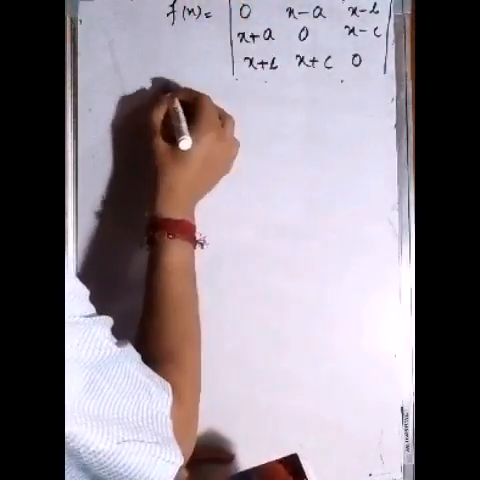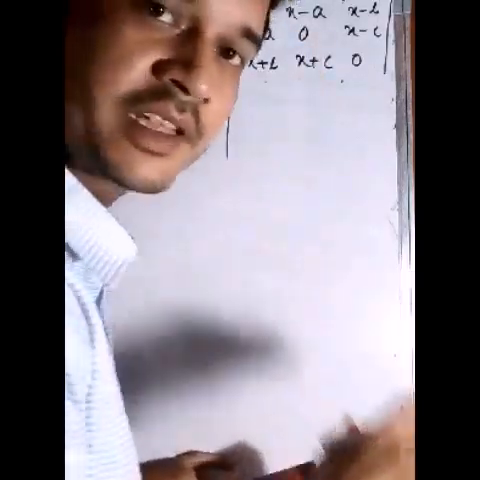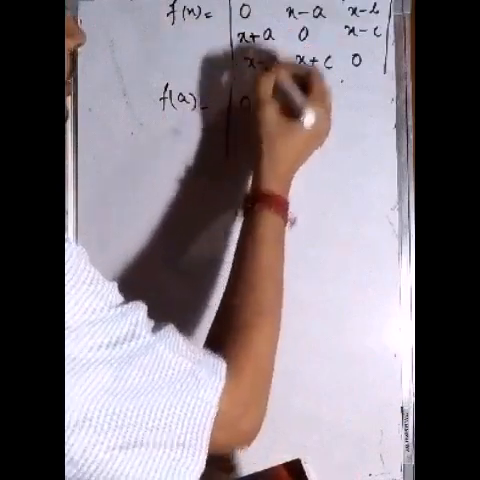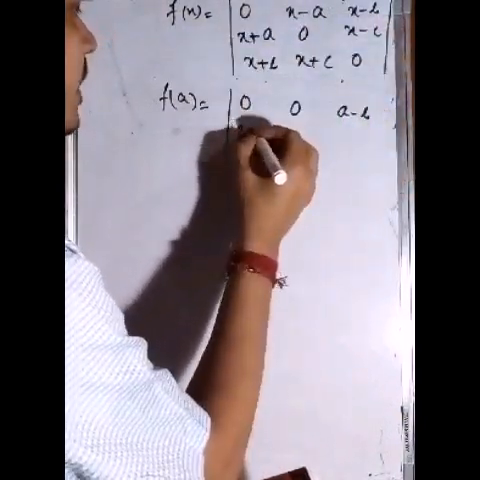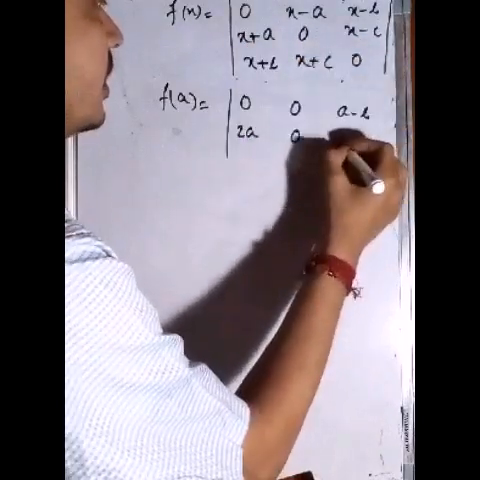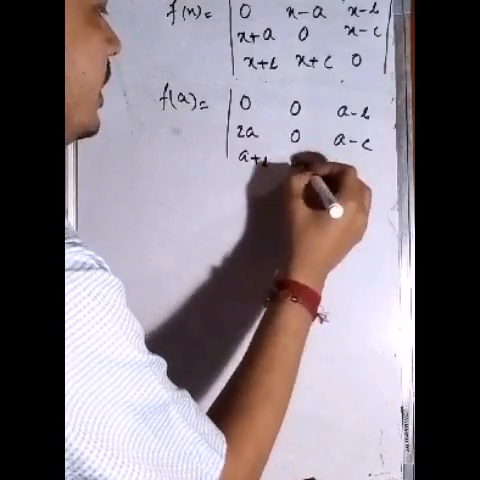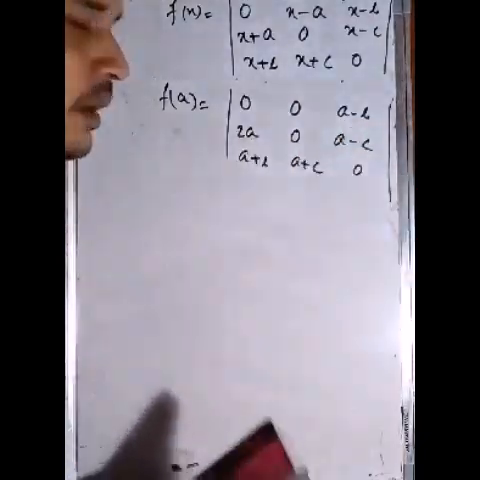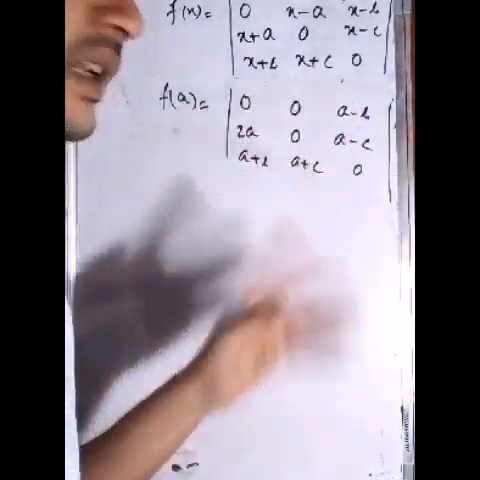So if this is f(x), what is f(a)? f(a) means x will be replaced by a. So this is 0, a minus a, 0, a minus b. Now this is a plus a, 2a, this is 0, this is a minus c, this is a plus b, this is a plus c, and this is 0. So from this we can see the value of this determinant, it is not in any order.